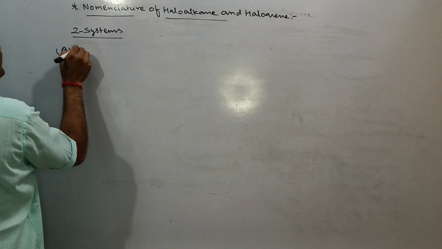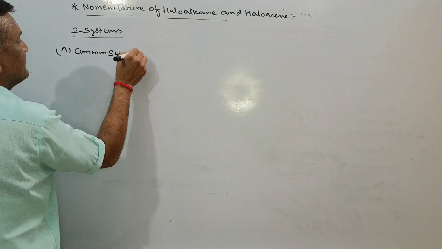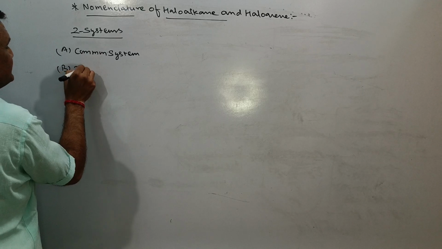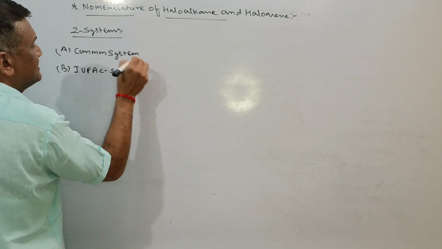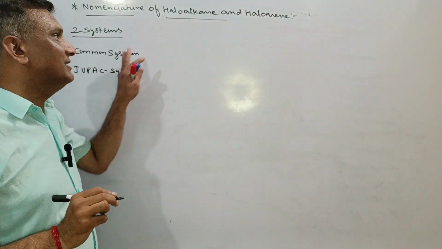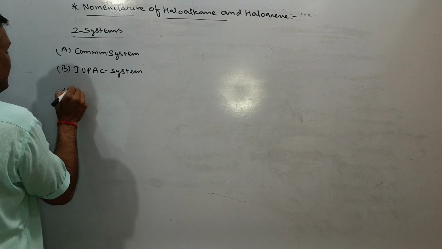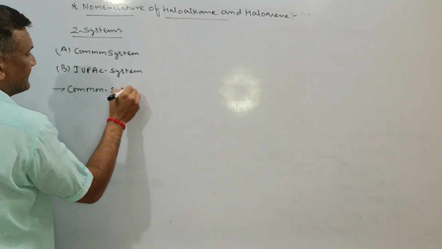Number A is your, you can say, common system. And number B is your IUPAC system. IUPAC system is also called the Geneva system. So there are two systems which are used to name the haloalkane and haloarine. First of all, we'll go with the common system.